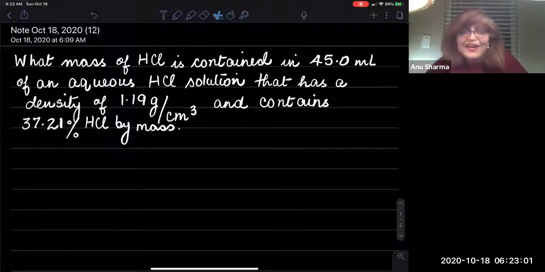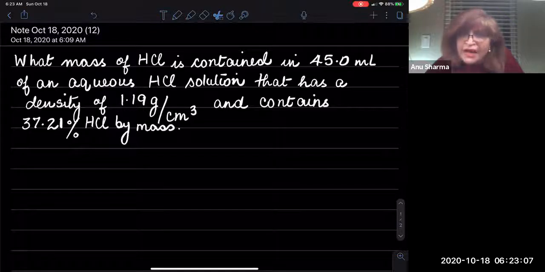Hi guys. Okay, so let's try to solve this question that relates to finding the mass of HCl that is contained in a given sample of HCl solution, which is 45 milliliters, and that has a density of 1.19 grams per centimeter cube, and it contains 37.21% HCl by mass. So how do we do these type of problems?